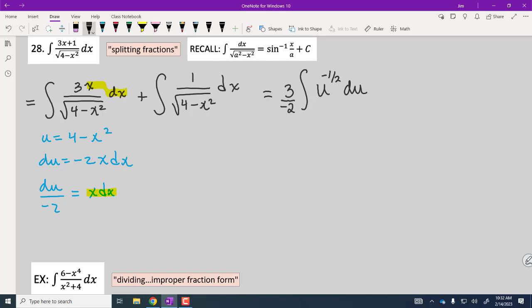All right. And then plus this one, we're recognizing that it's in the inverse sine form. So we can integrate this right away. This is going to be inverse sine of x over a. A in this case is 2. So we have that.